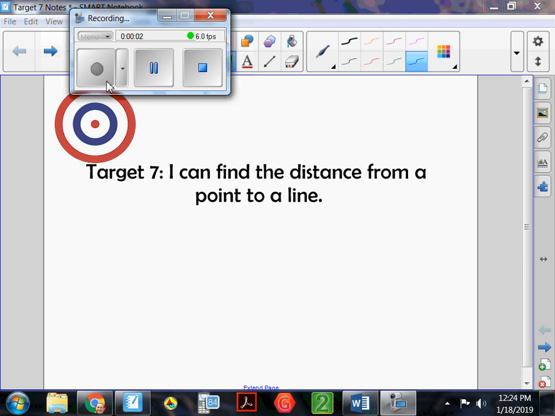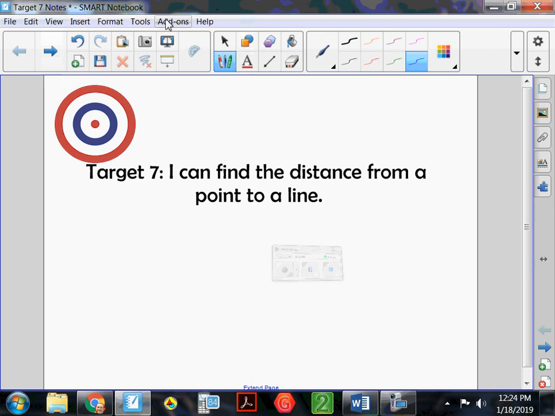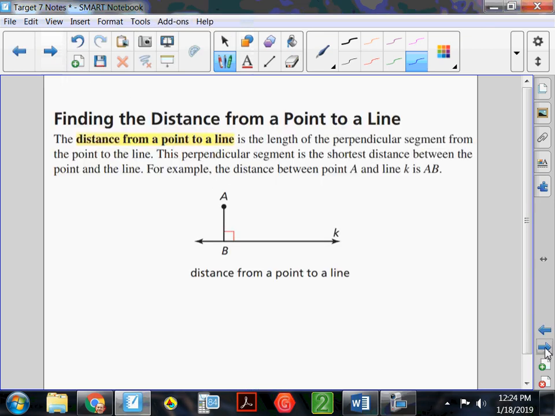Okay, this is target 7 from Unit 7, finding the distance from a point to a line. You can pause the video if you need to read through this more on your own. It says finding the distance from a point to a line. The distance from the point to the line is the length of the perpendicular segment from the point to the line. The reason for that is because that gives you the shortest segment.